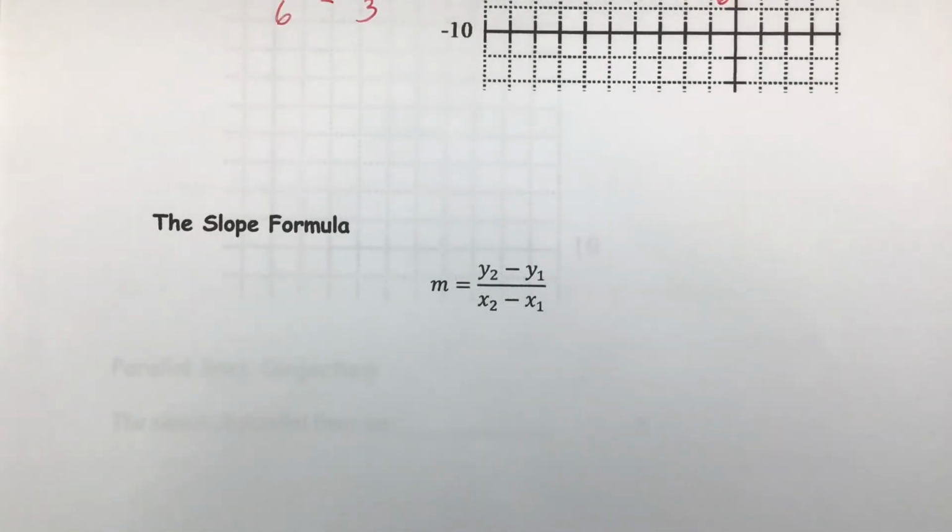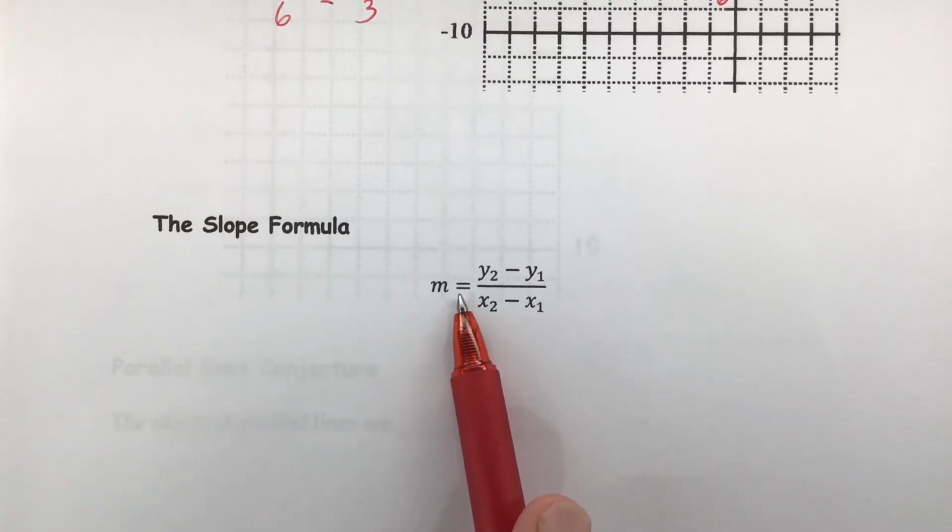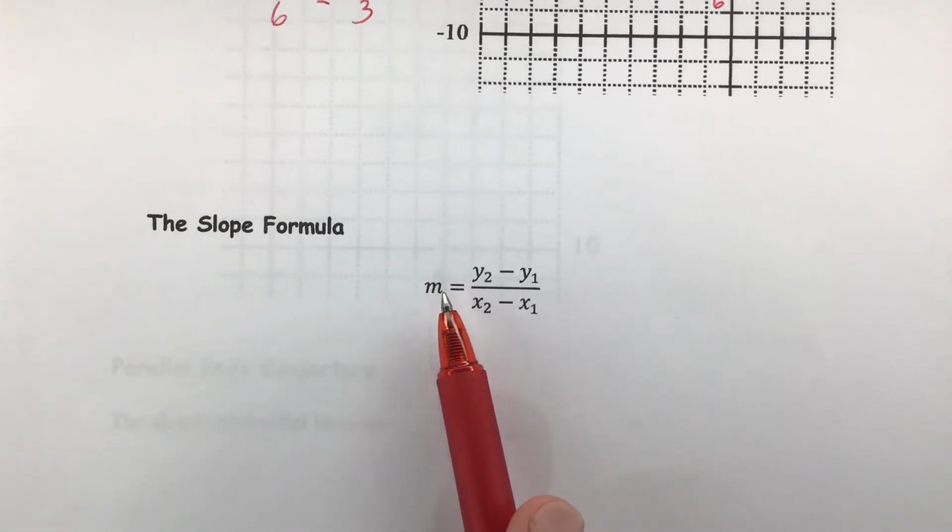This is our slope formula. You're going to see that we have the letter m here. M is equal to... m is the typical variable that we use for slope.